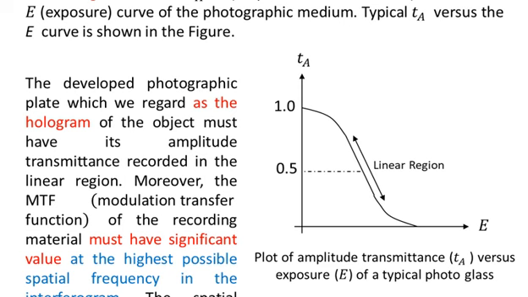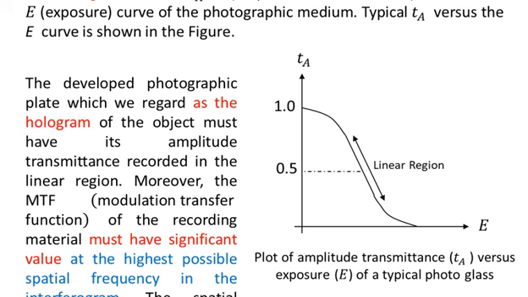This means that this is a linear region. In this linear region, there is a linear relationship between the amplitude transmittance and the exposure. This is the required region, where we want the exposure to occur. So we should control the exposure depending upon the intensity of the object beam and the reference beam.